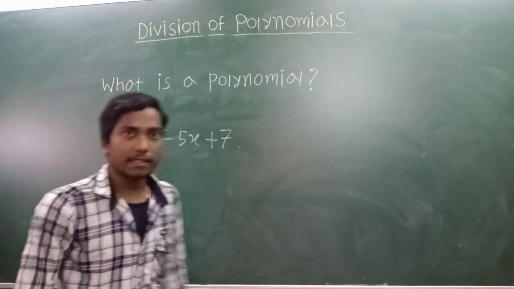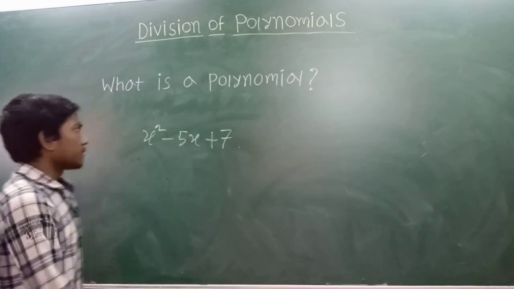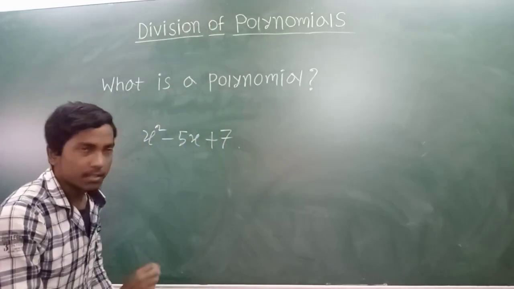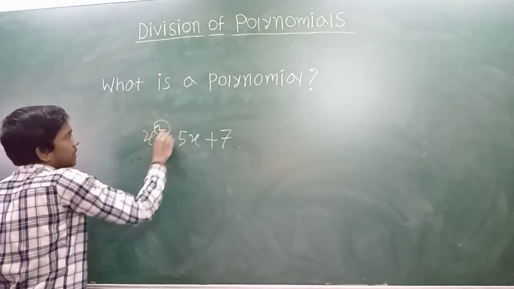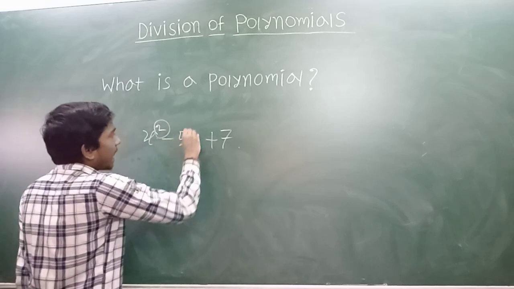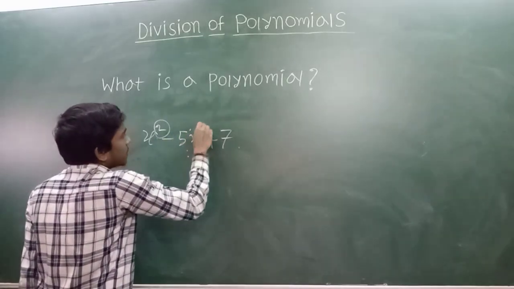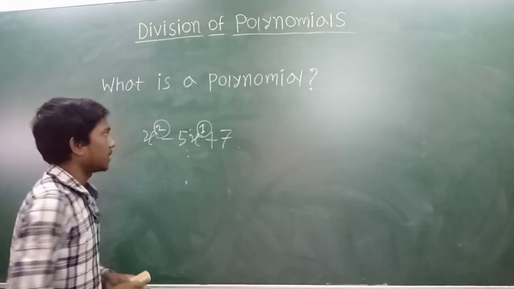If it is a whole number, then we will say that this algebraic expression is a polynomial. So there are 3 terms in this expression. Now the first term is x squared and the power of x is 2. Is 2 a whole number? Yes sir, 2 is a whole number. Next is 5x. The power of x is 1 here. Is 1 a whole number? Yes sir, 1 is a whole number.